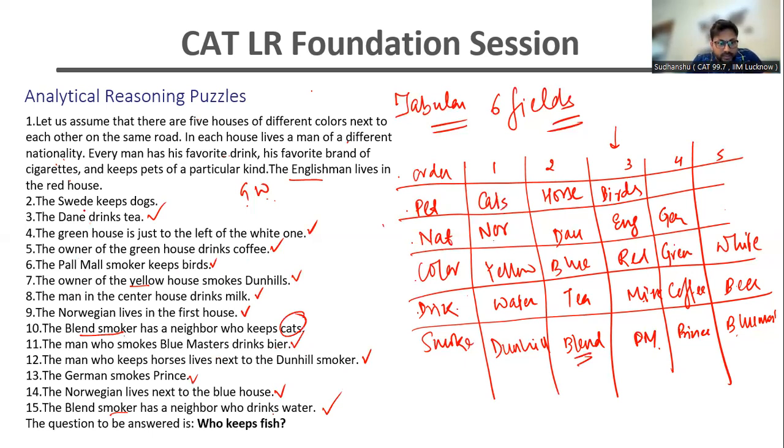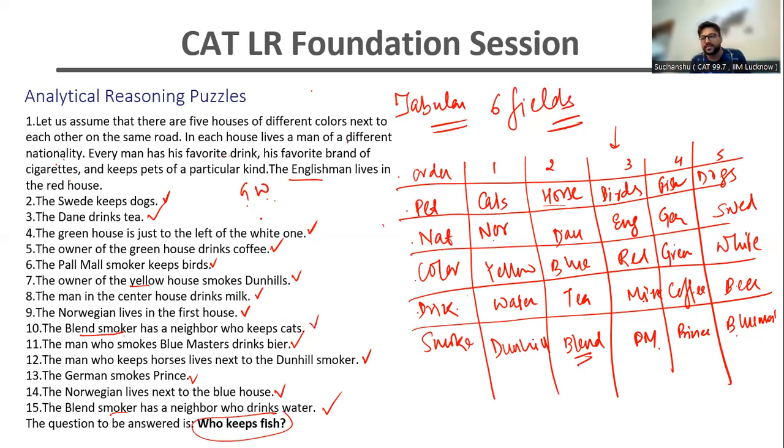The Swede keeps dogs. Okay, so I can't put dogs anywhere here. So the Swede is having dogs. So the only creature left who keeps fish, the German will keep fish. I hope this is clear to you. So now, if you see, we have utilized all the key elements here.